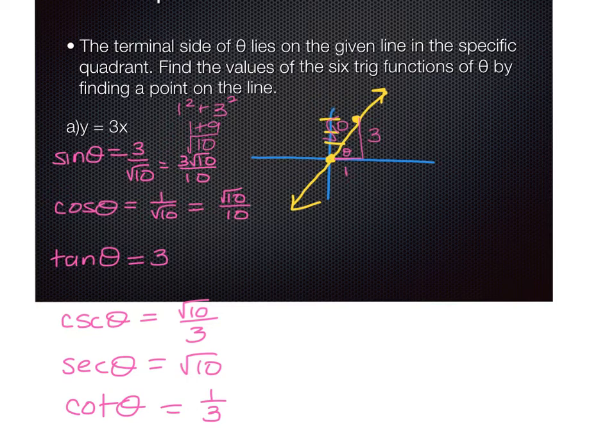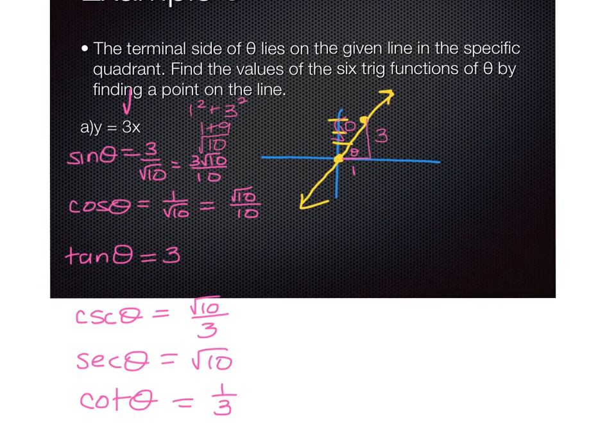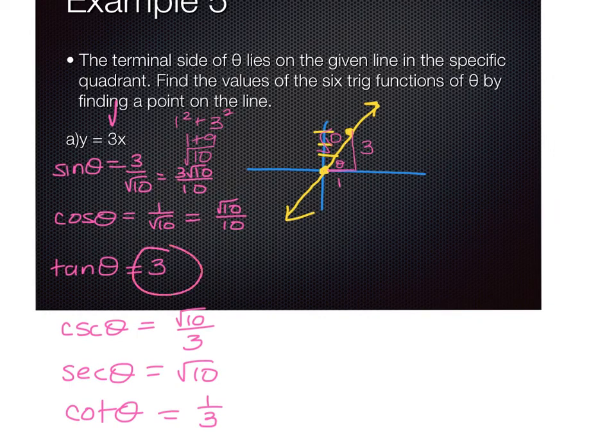So notice that this slope is the same as my tangent, which should make sense, right? Slope is rise over run, which is y over x. So they're going to be the same, okay? Your slope should always be the same.